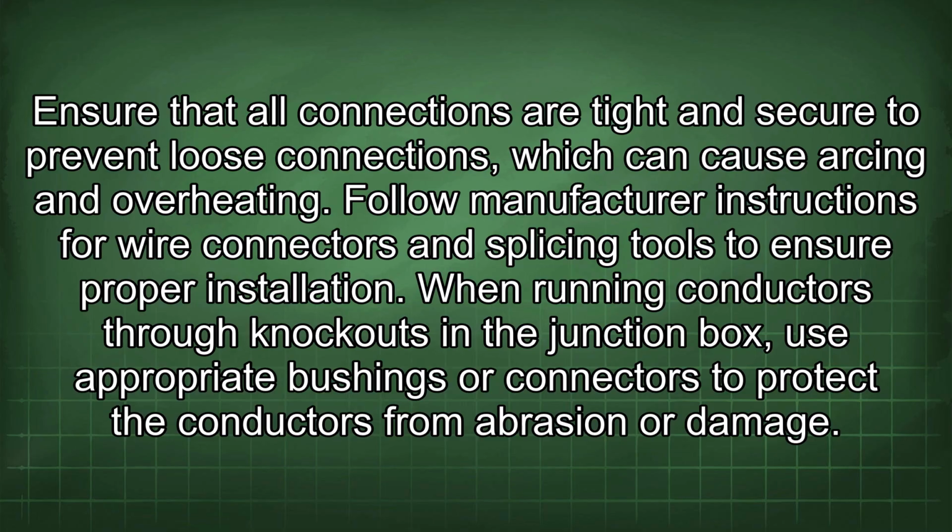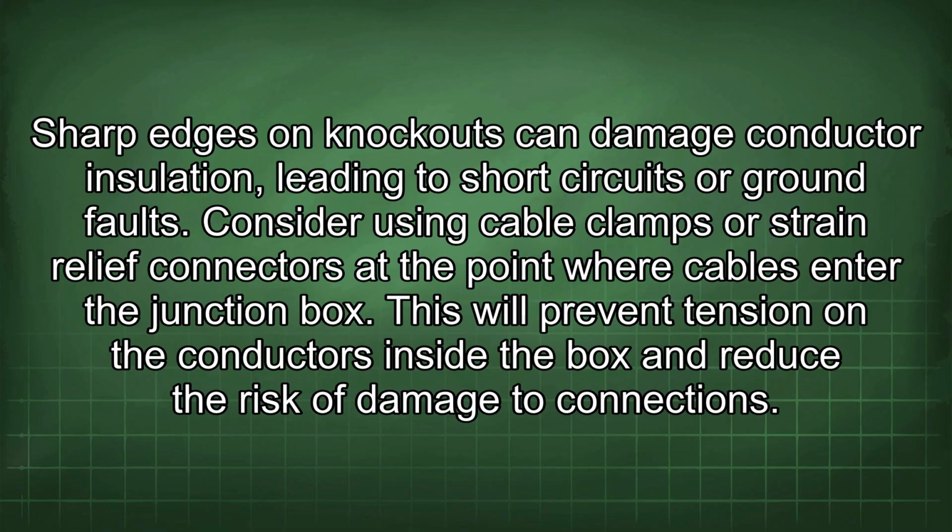When running conductors through knockouts in the junction box, use appropriate bushings or connectors to protect the conductors from abrasion or damage. Sharp edges on knockouts can damage conductor insulation, leading to short circuits or ground faults. Consider using cable clamps or strain relief connectors at the point where cables enter the junction box. This will prevent tension on the conductors inside the box and reduce the risk of damage to connections.